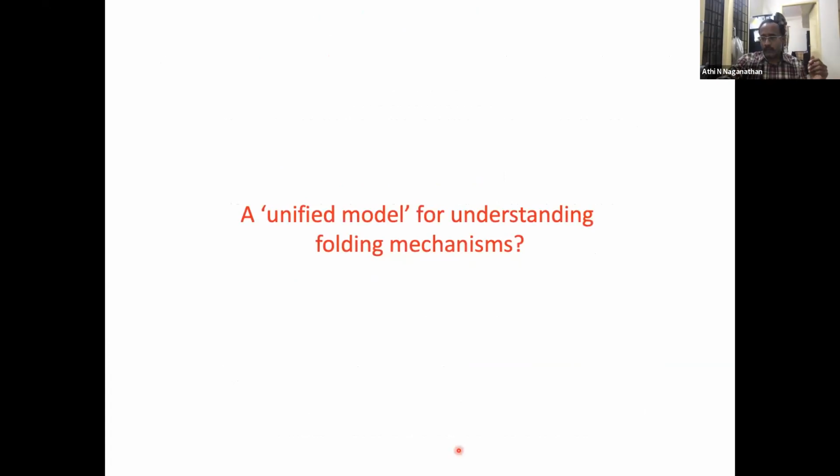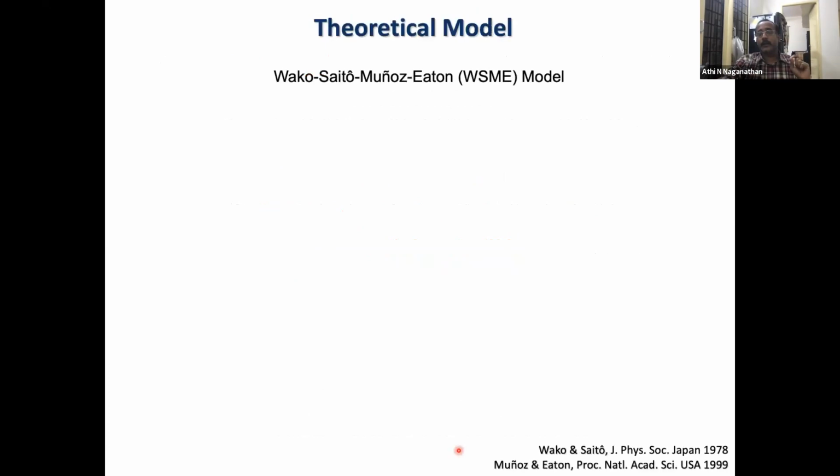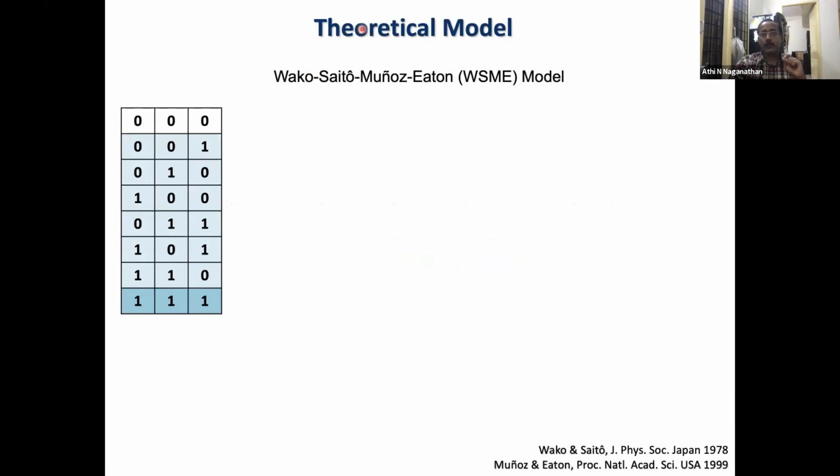I believe we have some kind of an understanding of a simple and rapid quantitative measure of folding landscapes of proteins. And this is something called the Wako-Saito-Muñoz-Eaton model. Wako and Saito developed this independently of Muñoz and Eaton. They developed this in 1978, and Muñoz and Eaton developed this model in 1999.